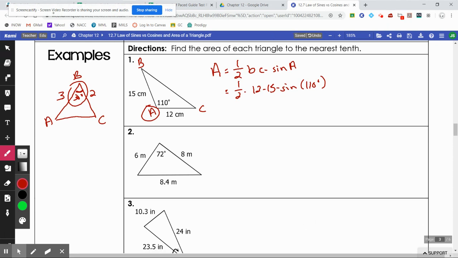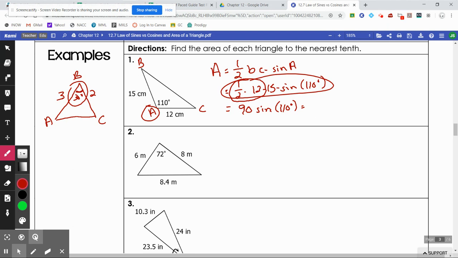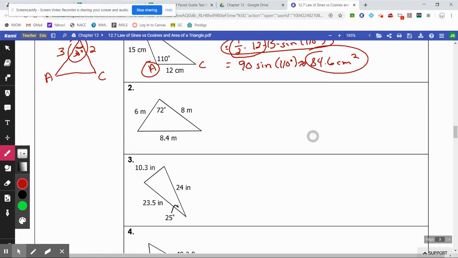Or if you just want to clean it up before you type it in, what I like to do is half of 12. Since 12 is an even number, half of 12 is 6. 6 times 15 is 90 times the sine of 110. If you'd like to clean it up, just in case maybe it's an ACT type problem. Or again, we could have just typed this whole thing in and we find out that the area of this triangle is about 84.6 centimeters square. Remember that area is in square units.